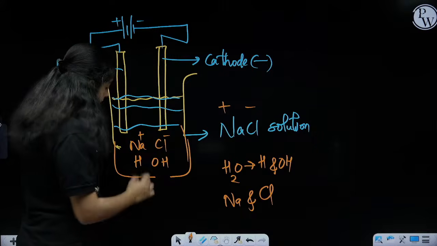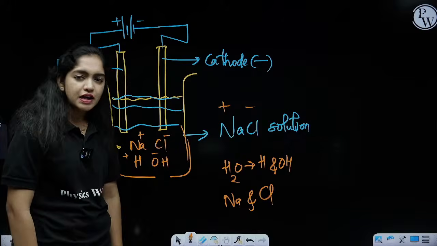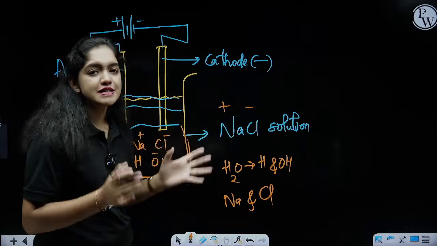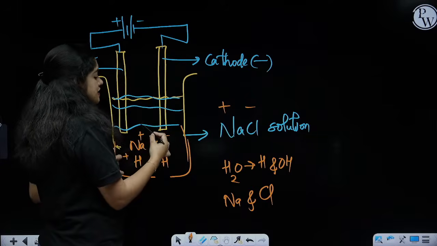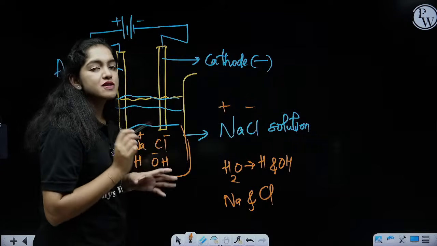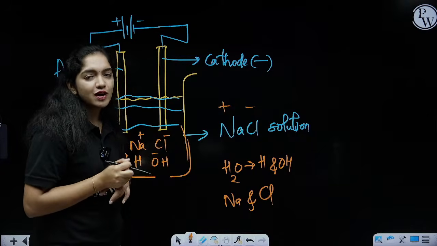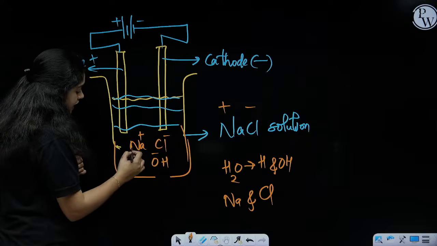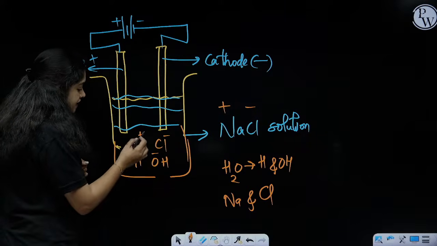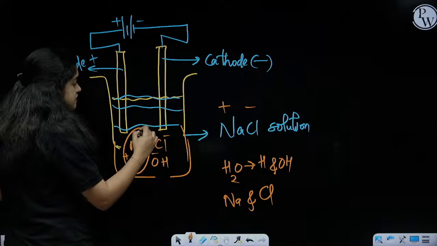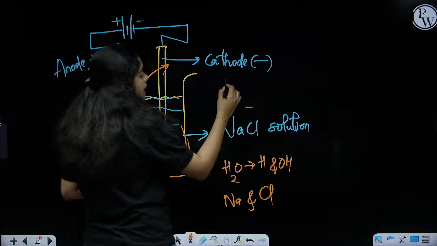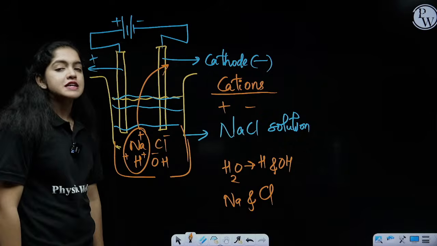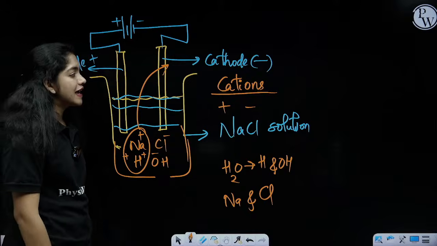What will happen to the water? H plus and OH minus. And we learned in the lower classes itself, negative attracts positive, positive attracts negative. So after the dissociation, when the electricity passes, the positive ions attract the cathode. Positive ions are known as cations. So out of these 4, which are the positive ions? Na plus and hydrogen, right? These two are positive ions, and cations attract the cathode because they are positively charged.